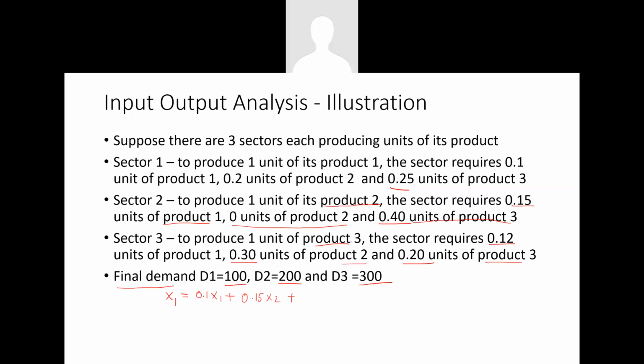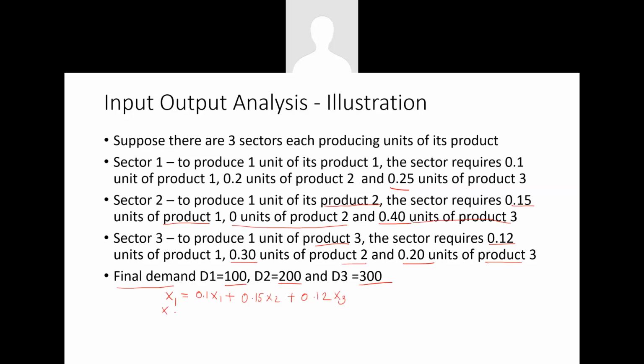Now in the case of product 3, to produce 1 unit of product 3 you require 0.12 unit of product 1. So you can write this as 0.12 x3. So this is the input demand for x1, how much unit of x1 is to be produced. The input demand can be represented in this way: to produce x1, it requires 0.1 unit of x1; to produce x2, it requires 0.15 unit of x1; to produce x3, that is the third product, it requires 0.12 units of x1.